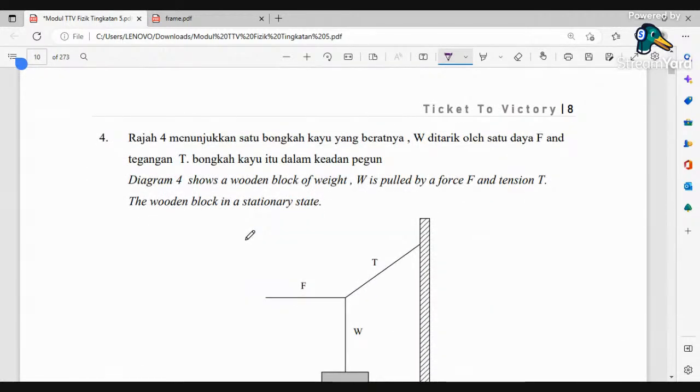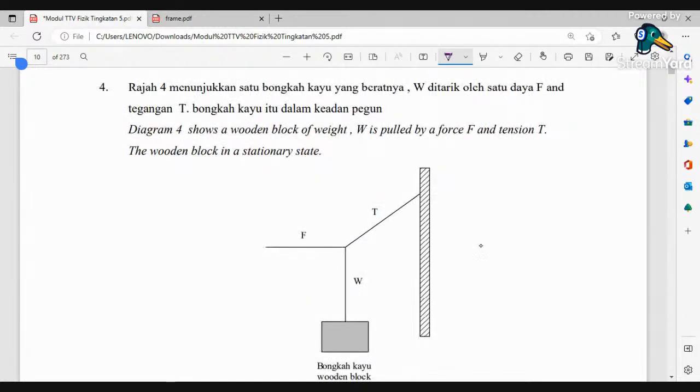Number 4. Diagram 4 shows a wooden block of weight W pulled by a force F and tension T. The wooden block is in a stationary state. Stationary state means the resultant force equals 0.